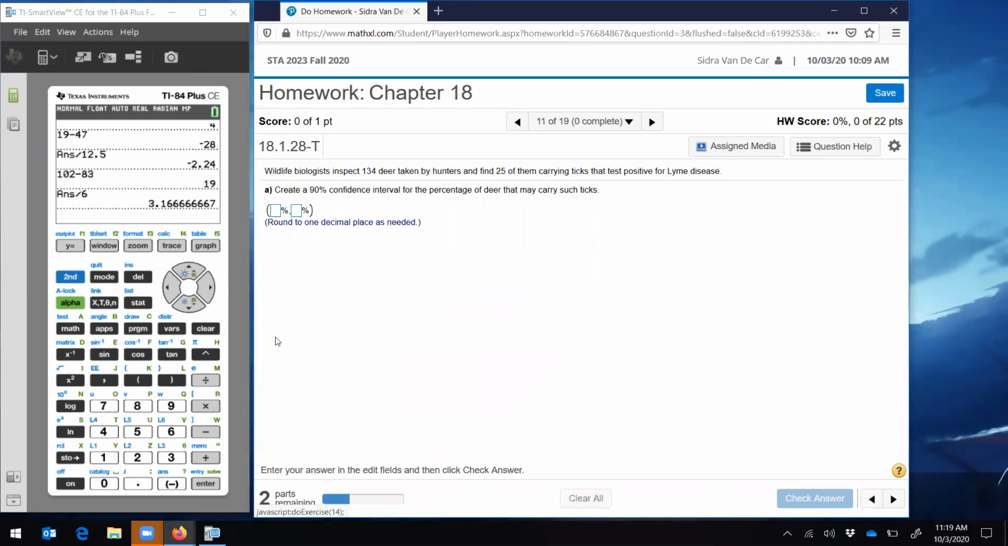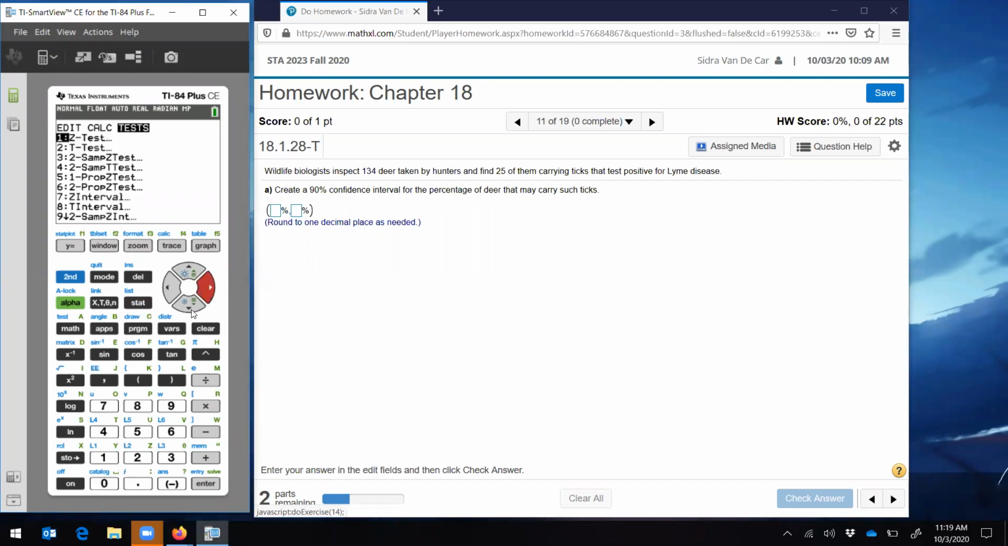Okay, there we go. All right, so what I was saying is we check the randomization. They have to be representative of the population. 134 is less than 10% of all deer, and this is bigger than 10, and the failures, 134 minus 25, is bigger than 10, so all of our conditions are satisfied. Stat, Tests, go down to A.